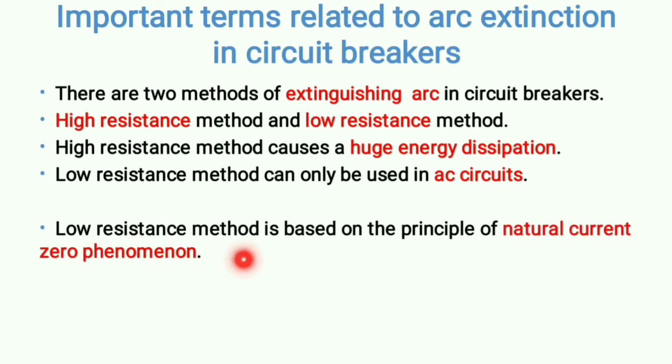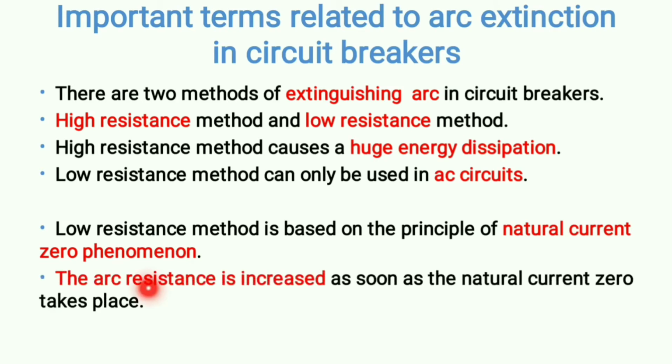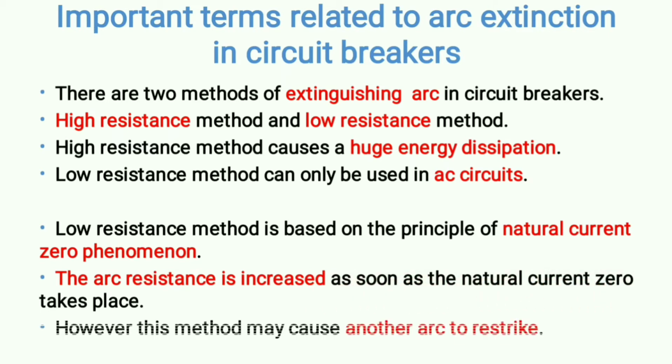So the low resistance method is based on the principle of the natural current zero phenomenon, as I have already discussed, and the arc resistance is increased as soon as the natural current zero takes place. However, this method may cause another arc to restrike. This is one disadvantage of this method. This we will discuss in the next slide.